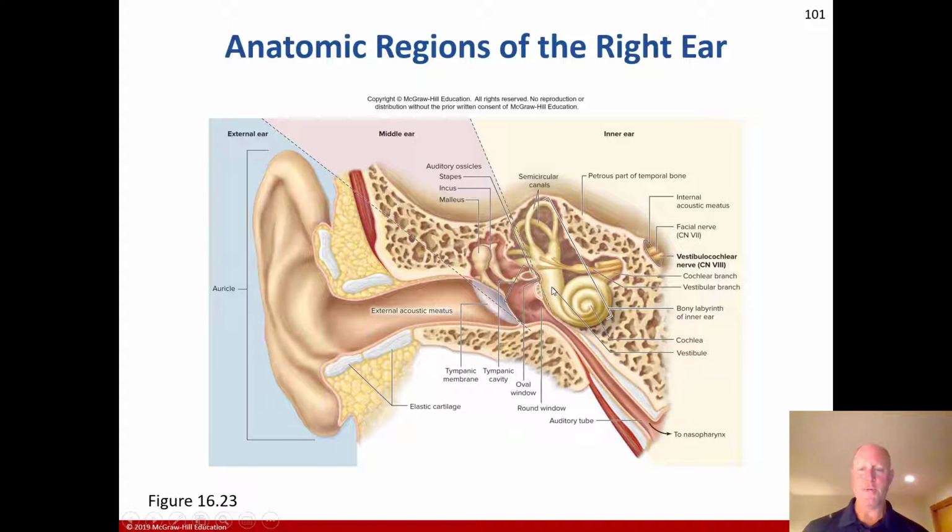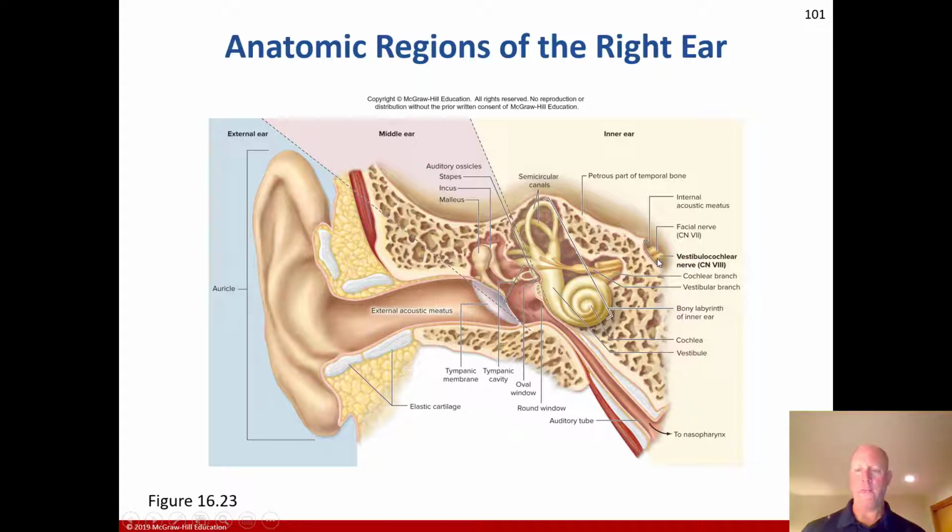We have our vestibule, if you will. This goes out to the nasopharynx this way here. We have our cochlea, our shell-like structure, which looks like a snail shell. We have the bony labyrinth, this entire space here of the inner ear. Our semicircular canals, our petrous part of the temporal bone, and our internal acoustic meatus extending through here. Our facial nerve, CN7.